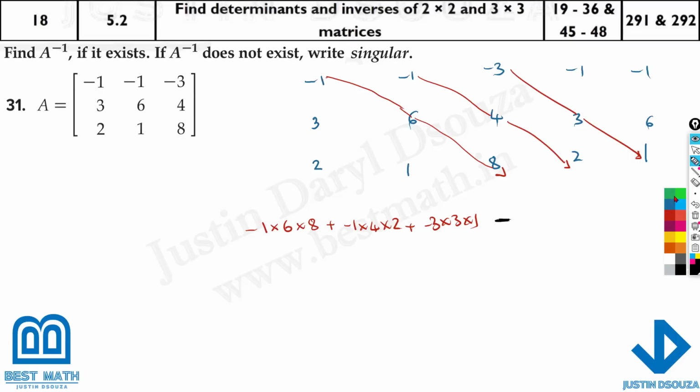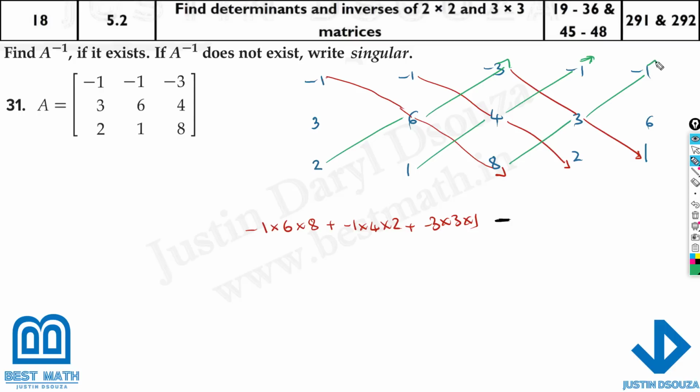let me consider here, from down to up. So this was up to down, this one. So these three lines now. I hope this is clear. It's now minus, I'll put a bracket because minus will be multiplied: 2 times 6 times minus 3, plus 1 times 4 times minus 1, plus we have 8 times 3 times minus 1. These are the answers. Next, you just put them in the calculator.